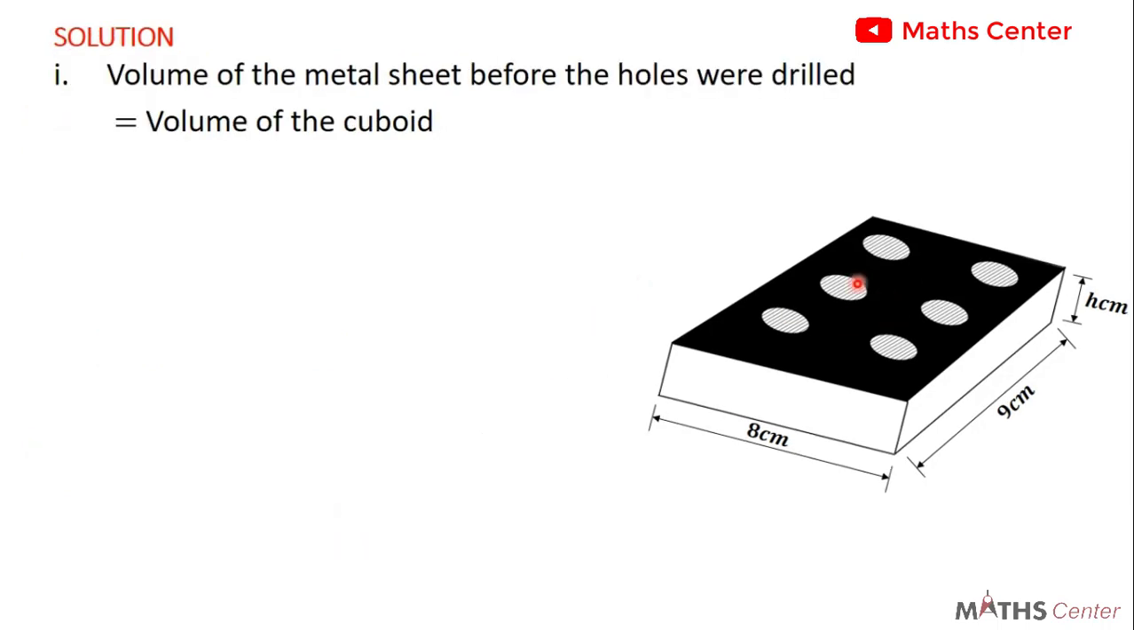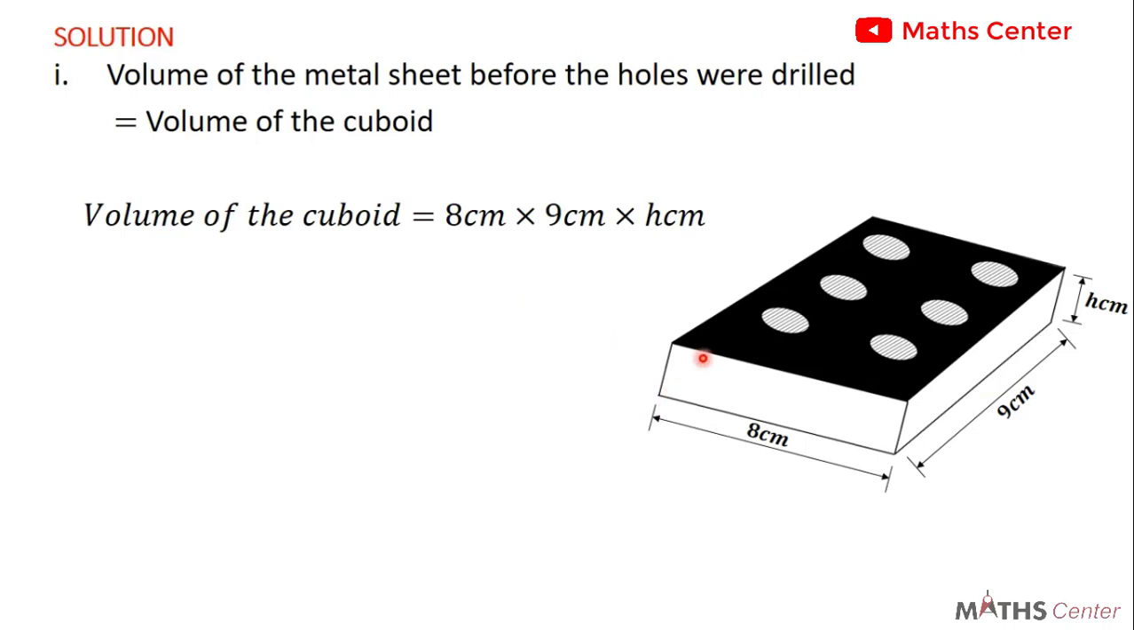If you look at this sheet very carefully, you can see that before the holes were drilled, the volume of this metal sheet is equal to the volume of the cuboid, because before the holes were drilled, there will not be any holes here. Volume of this cuboid is equal to 8 centimeters times 9 centimeters times h centimeters, since the volume of a cuboid is length times breadth times height.